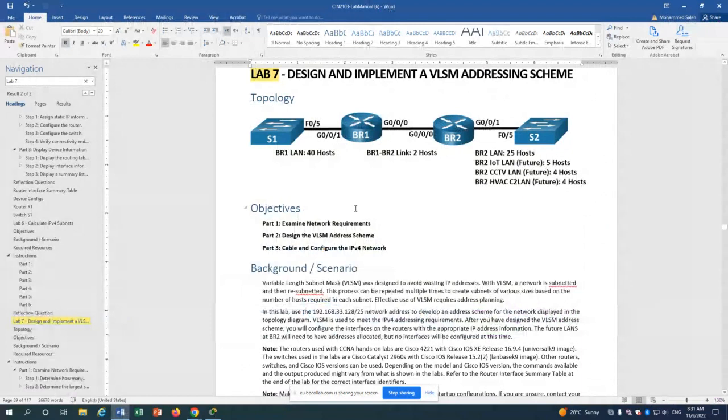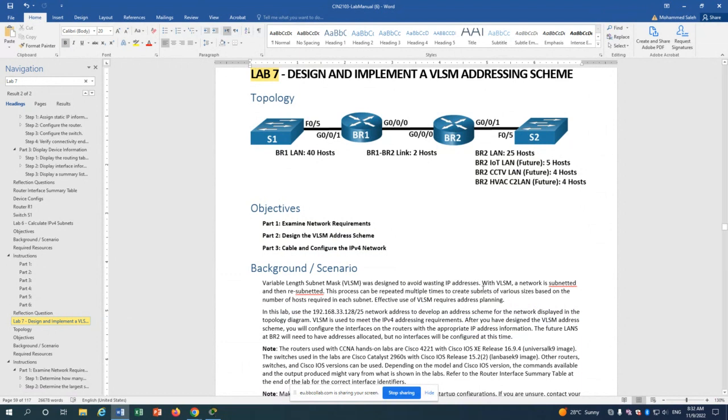This is CIN2103, Lab 7, Design and Implement a VLSM Addressing Scheme. In this lab, we have two routers and two switches. We are going to meet the requirement of the subnetting given to us. Here we are going to use variable length subnet masks. Why is VLSM needed? It is used to avoid wasting IP addresses.